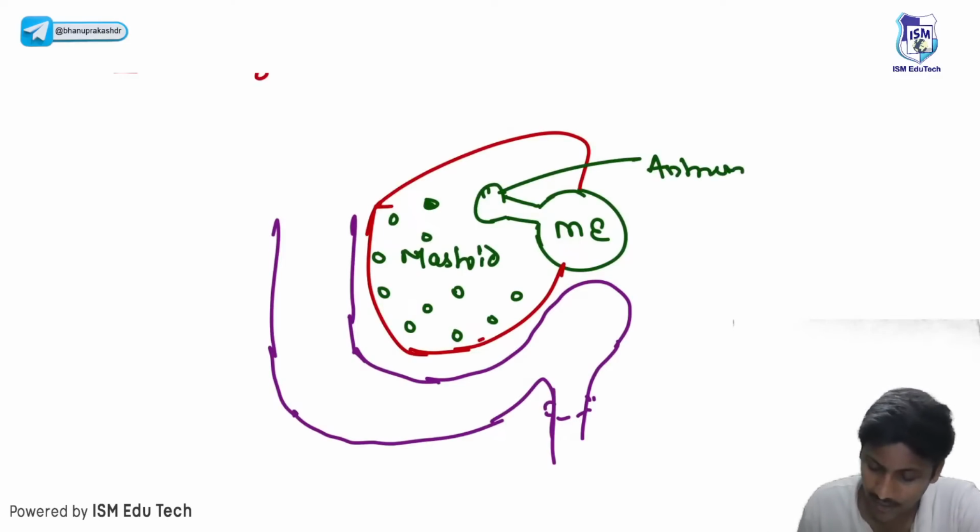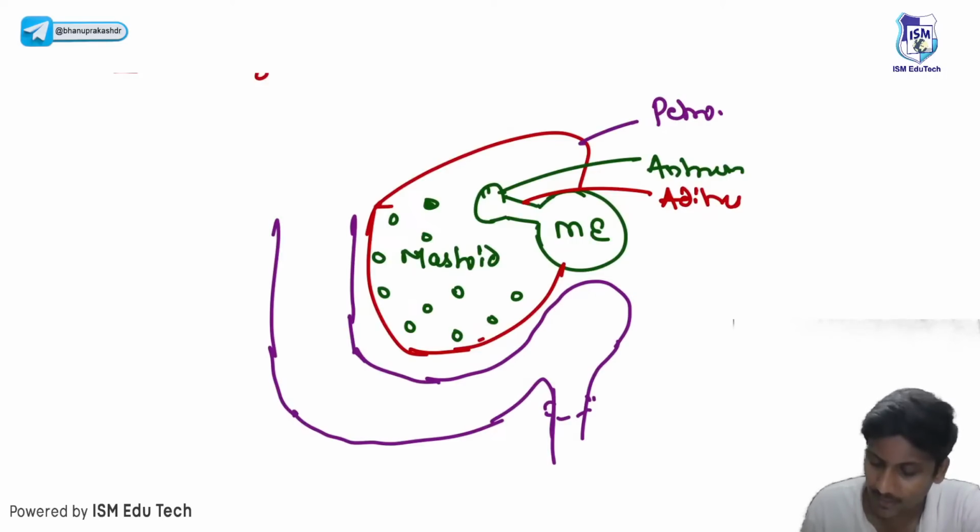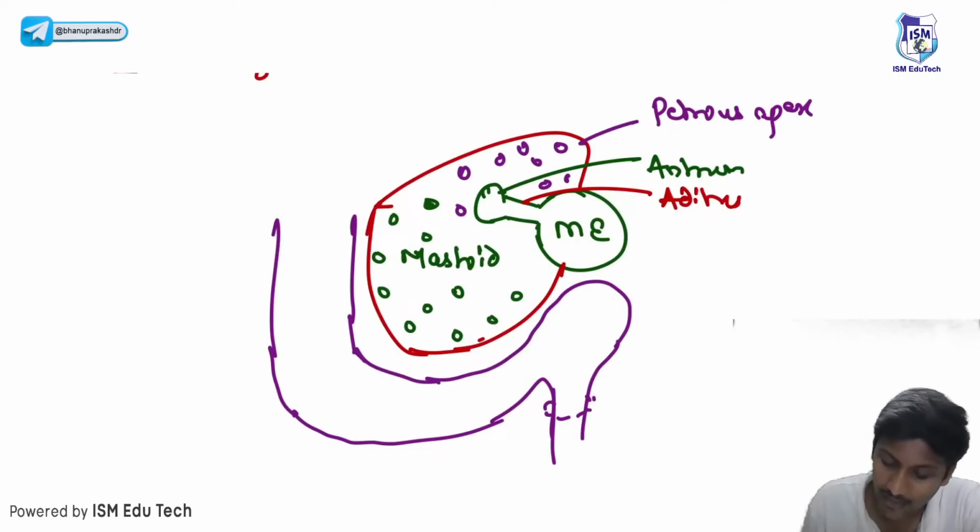Okay, and this connection is what is called the aditus. That is important. Then this part is called the petrous apex, and in the petrous apex we also have some air cells. Close to the petrous apex we have two important nerves which travel: the fifth and the sixth cranial nerve.